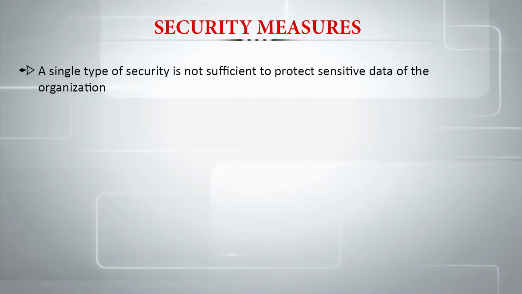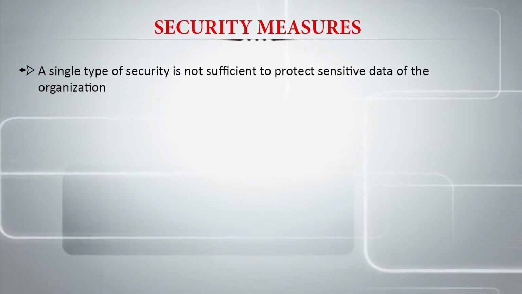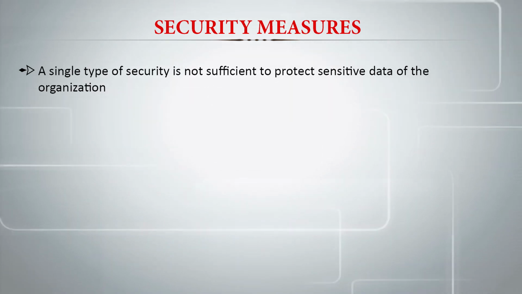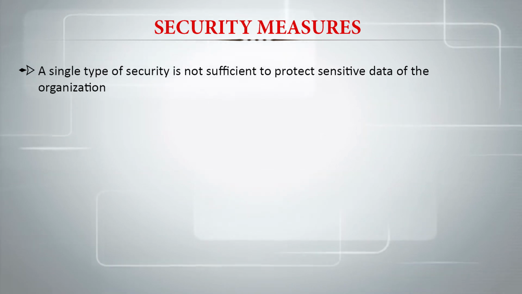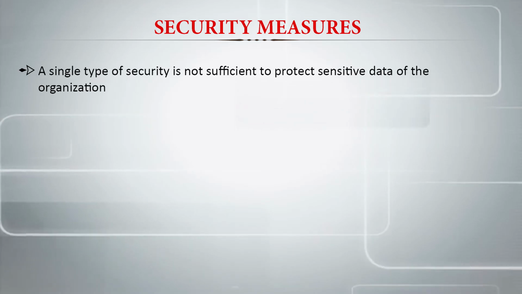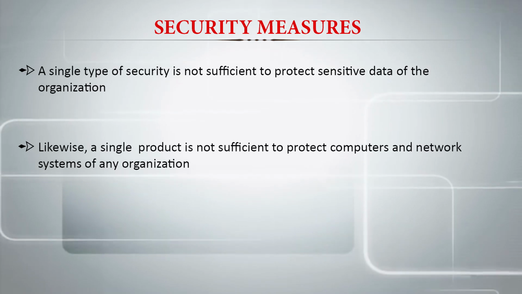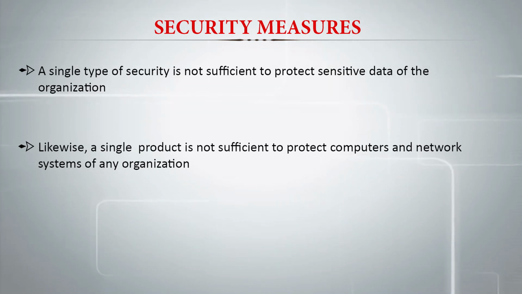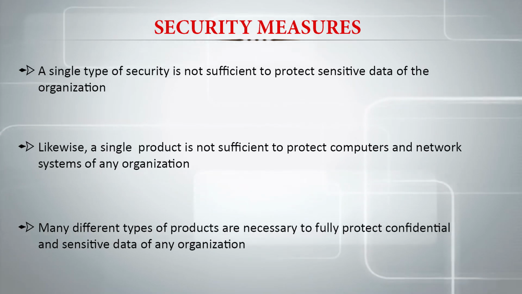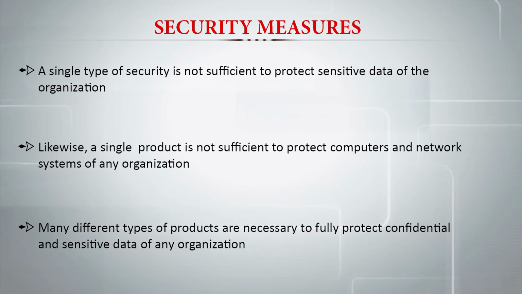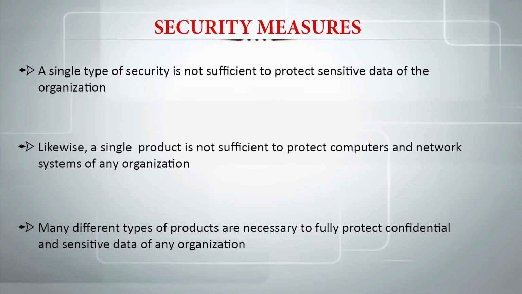We also listed security measures, as each time we talk about them. Today also we talked about security measures to be taken by small and medium businesses. A single type of security is not sufficient to protect the sensitive data of the organization. So only purchasing antivirus software is not sufficient enough. You have to work on many fronts to save your organization from hackers. Likewise, a single product is not efficient to protect the computers and network systems of any organization. Many different types of products are necessary to fully protect the confidential and sensitive data of any organization.